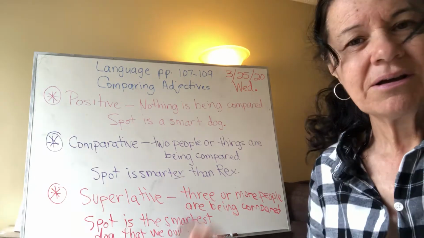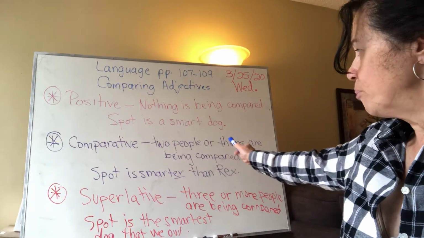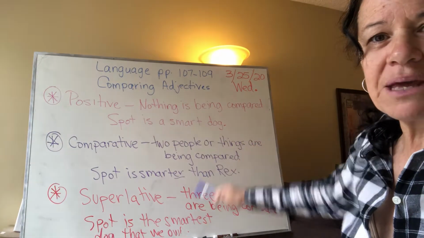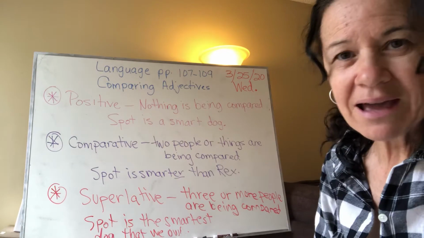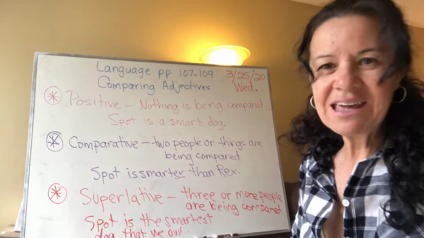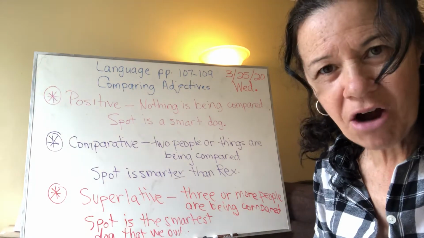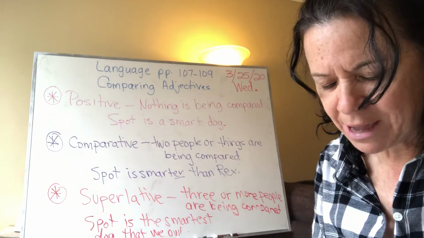Comparative, comparing one thing to another thing. So our definition: two people or things are being compared. The example: Spot is smarter than Rex. And you have the ER as the ending. So you have to add ER to the ending. Smarter, faster, stronger, whatever you're comparing, okay?